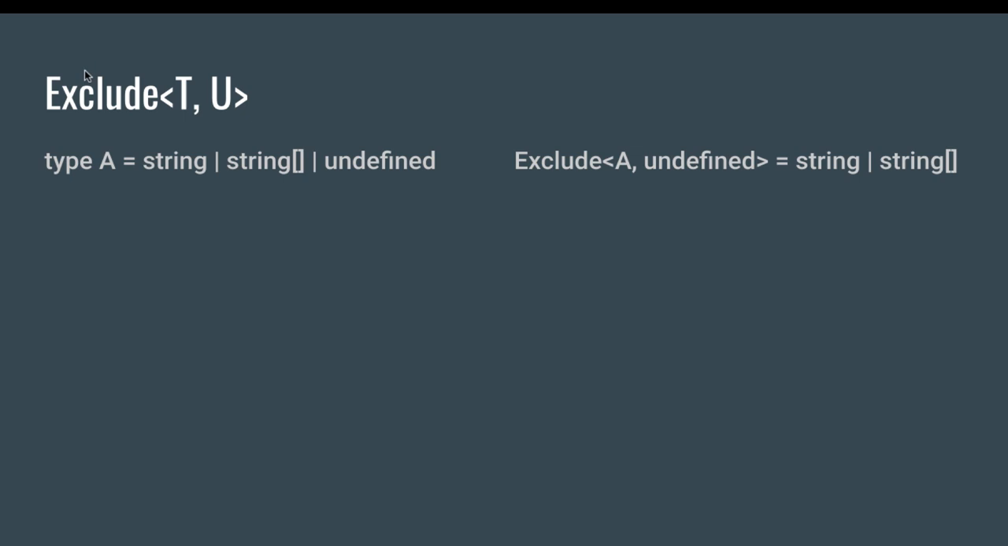Okay, let's talk about the exclude type. Exclude type allows us to subtract one union type U from another one T. Let's say we have type A, which is a union type that consists of string, an array of strings, or undefined. And we would like to have a new type with undefined excluded. So we do the following. From type A, we exclude the type undefined. And for the result, we get the part of type A that doesn't have undefined, which is string or an array of strings. Now let me show you an example.